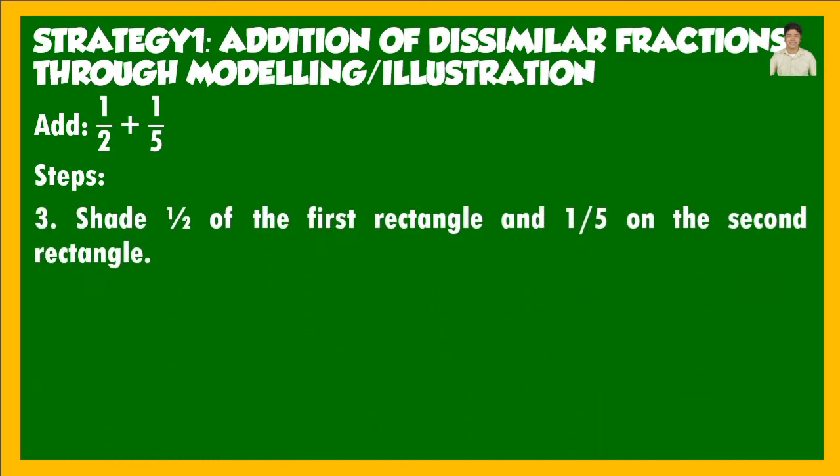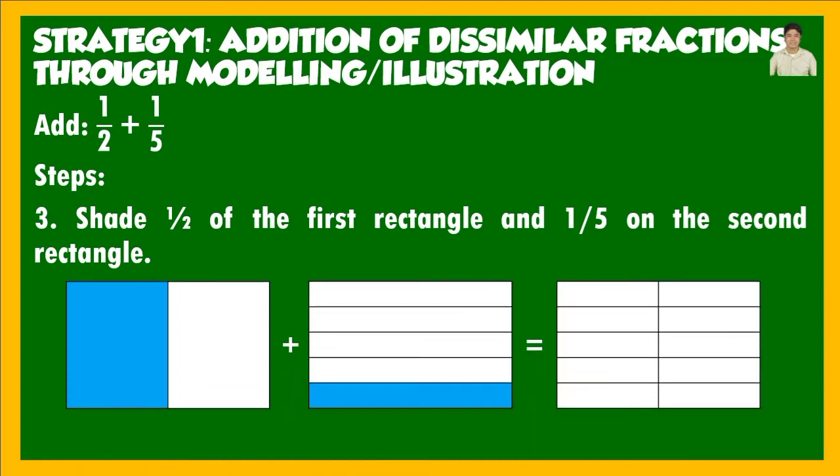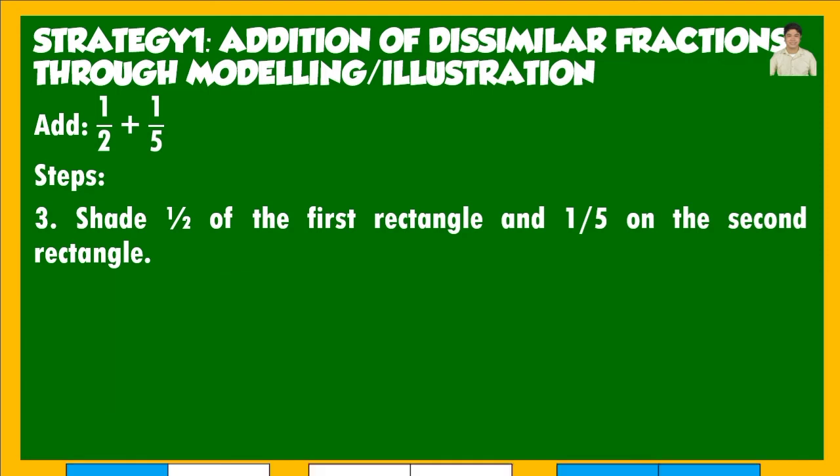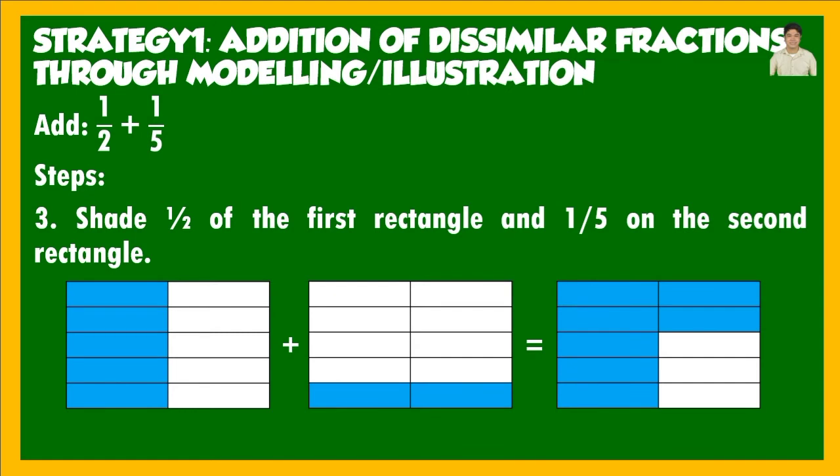Third step. Shade 1/2 of the first rectangle and 1/5 of the second rectangle. Yung first rectangle natin, isa-shade natin siya ng isa. Yung shaded portion niya, blue. Ayan, as you can see. And then sa pangalawa naman, yung rectangle natin, yung 1/5, ganun din. Shinade natin siya sa pinakailalim. Next. Since pinagsama po natin yung mga rectangles, ayan po ang magiging itsura.